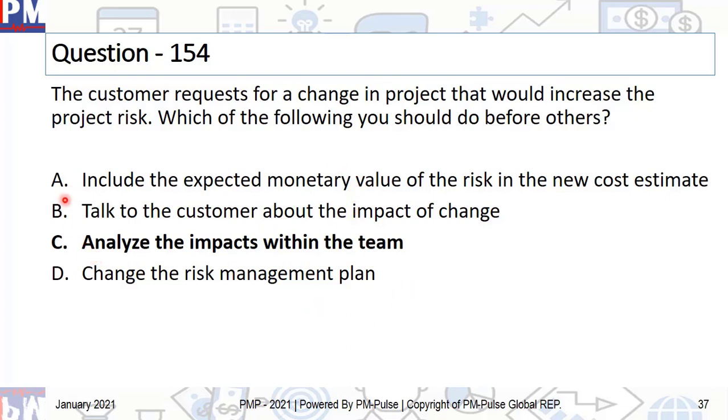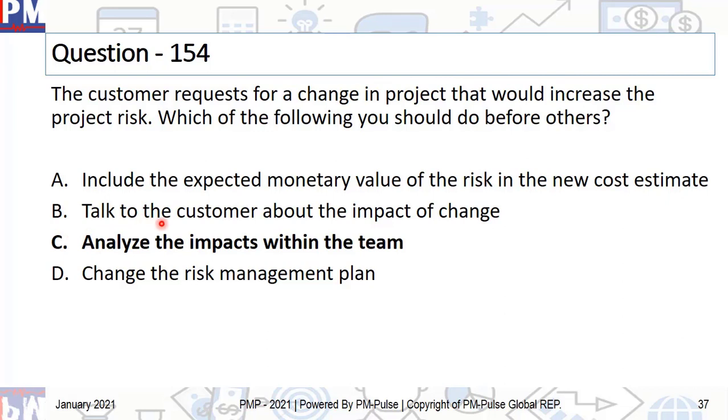Now, if you look at A, it says include the expected monetary value of the risk. Well, we'll have to do the impact analysis first, then figure out the new cost estimate, and then figure out the risks associated with it, whether we have to have a contingency reserve or not. So that's a long way off.